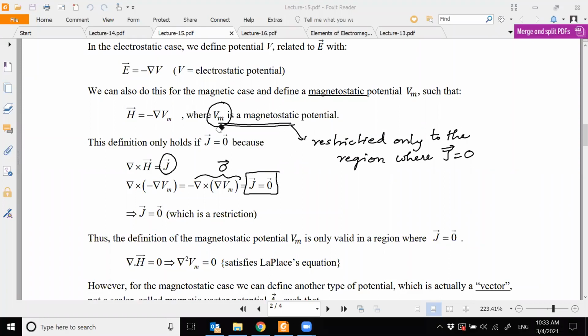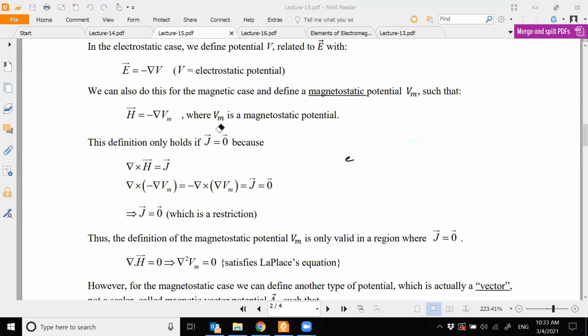So we applied it to Ampere's law, and we got that this is our restriction. Now we apply it here. This was the first law of magnetostatics, Ampere's law. And this is the second law of magnetostatics, which is, what is this law?